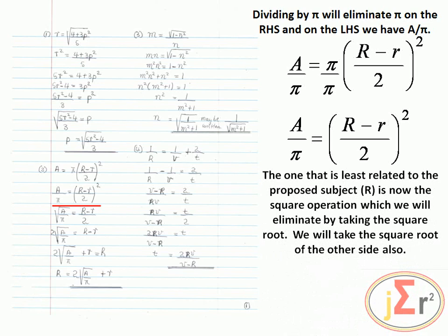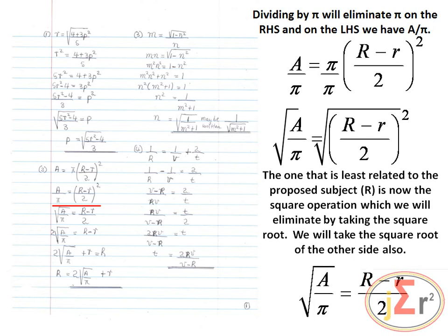We will eliminate it by taking the square root. We will take the square root of the other side also. Take the square root of both sides as usual in order to eliminate the square from that right hand side. The square on the right hand side goes away with the square root operation, which is its inverse and the one that will eliminate it altogether. And then we will have the square root on that left hand side.